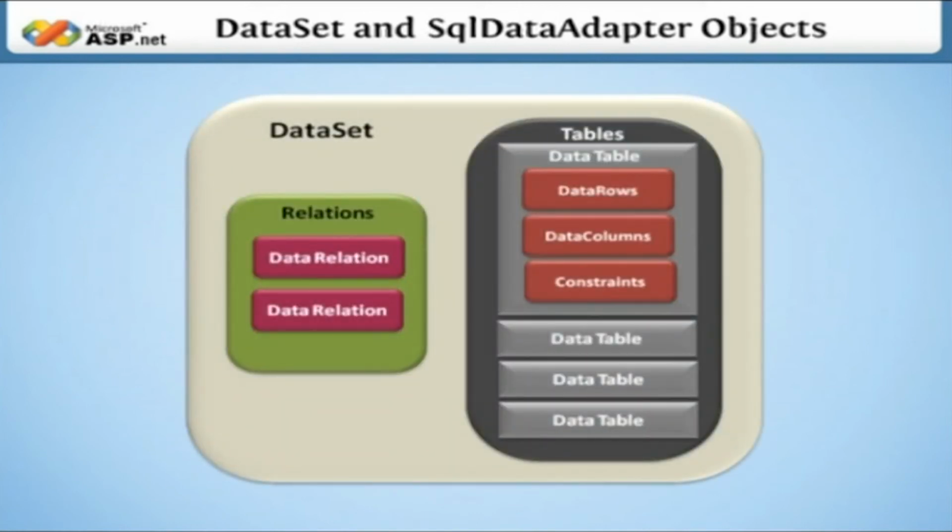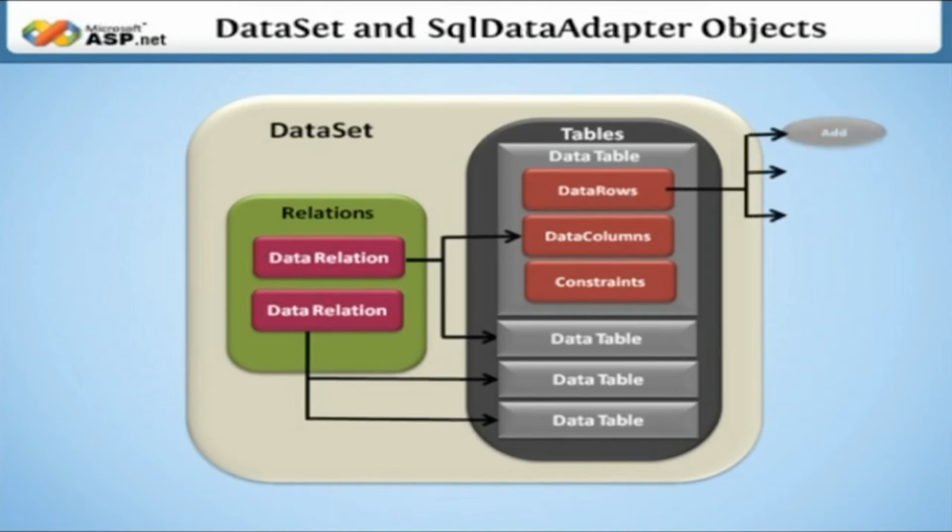The dataset contains all the objects as a collection of objects. The data in a dataset is organized in one or more data tables, and each data table contains collections of data row, data column, and constraint objects, along with the collections of data relations objects linking to other parent and child tables. The data row object represents a single record in the data table and is used to add, retrieve, and modify data in the data table.